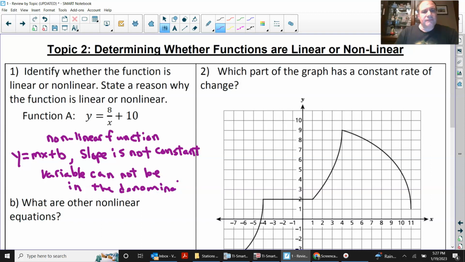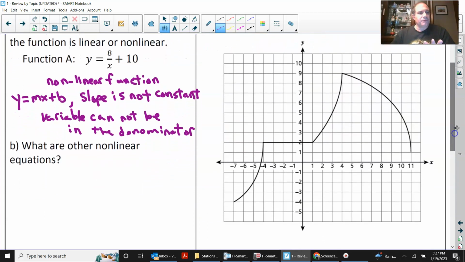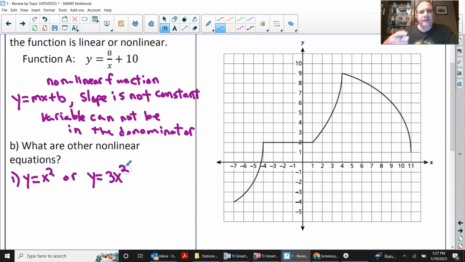All right. So any of those you could write down, basically saying why it's nonlinear, all of those would work. All right, what are other nonlinear equations? So I'm going to put three down. This is nonlinear: y equals x squared, or y equals 3x squared. When the exponent is next to the variable, it is nonlinear. That makes it a U-shape of some sort, and that does not work. All right, that is not linear.